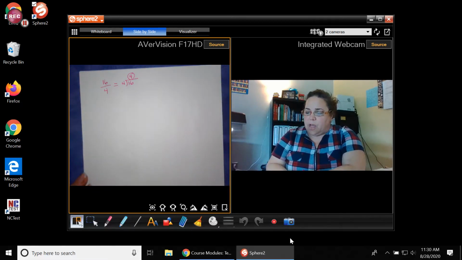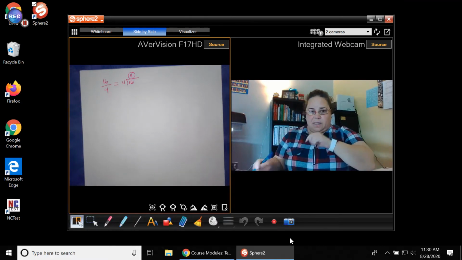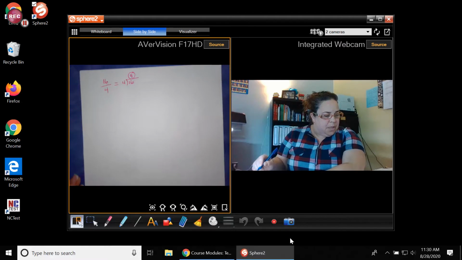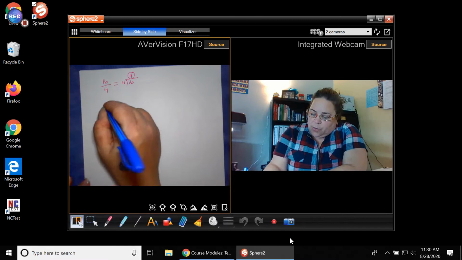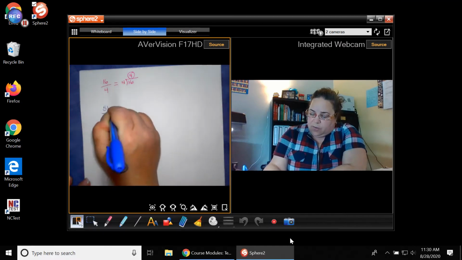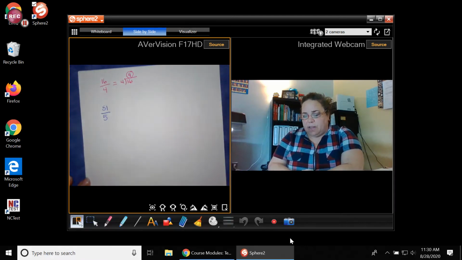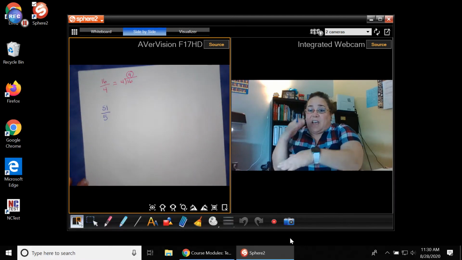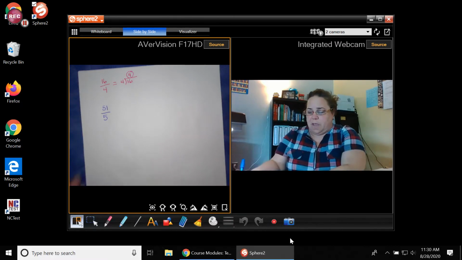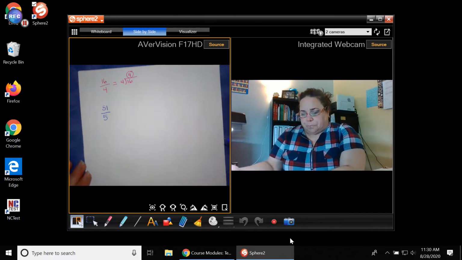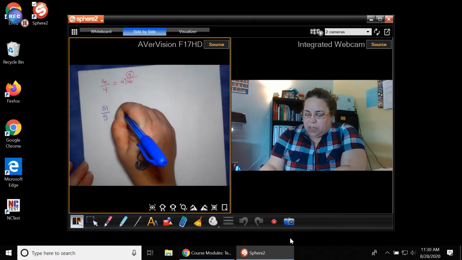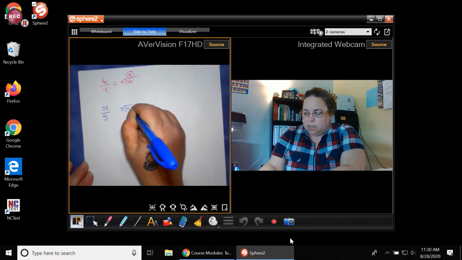All right, so keeping that in mind, I want to look at another fraction. I'm going to try a different color pen because I'm not sure if the pink looks good. So if I have 51/5, okay? So I have 51/5. That's the same thing as saying divide 5 into 51, okay? So I'm going to go 5 into 51, okay?